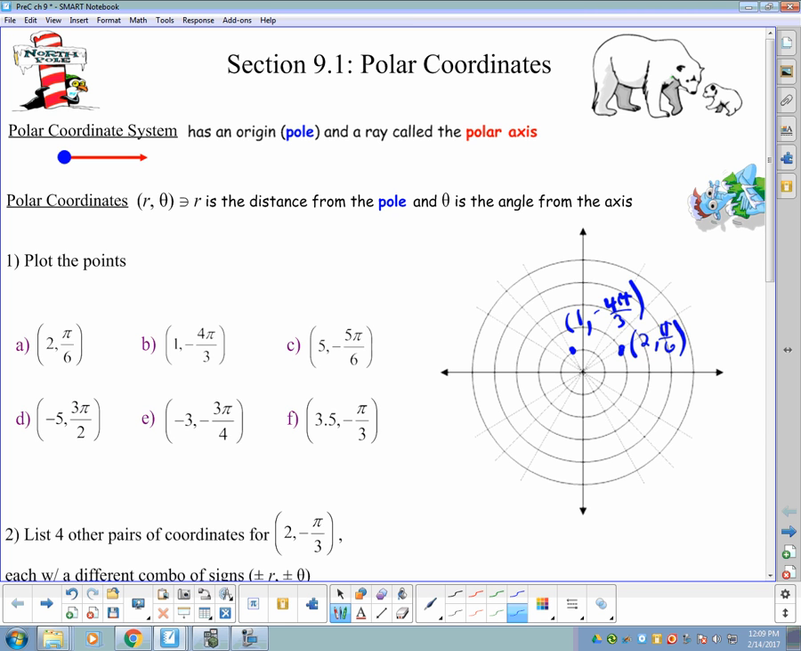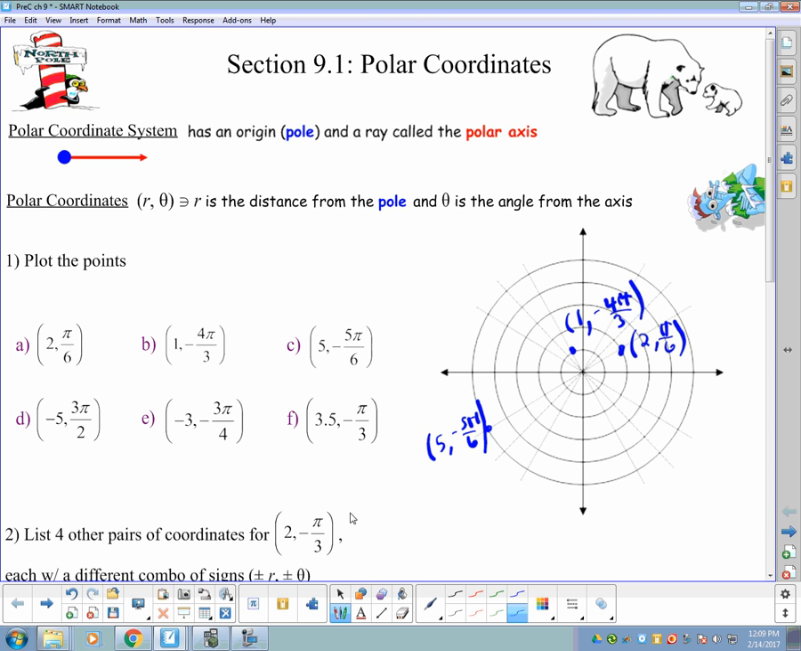You could put A, B, C, D. What about C on here? 5 comma negative 5 pi over 6. So 7 pi over 6. Okay, negative 5 pi over 6 would be the same as 7 pi over 6. Yep. So it's going to go around over to here, and then I'm going to go out 1, 2, 3, 4, 5. So this is the point 5 comma negative 5 pi over 6.